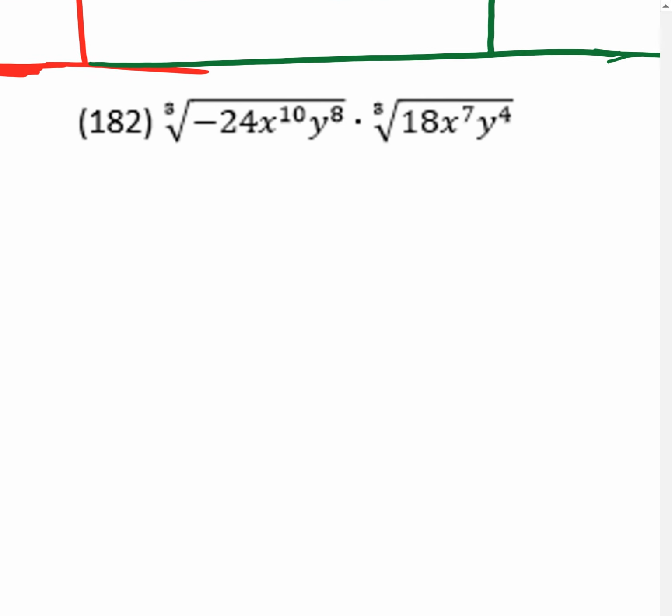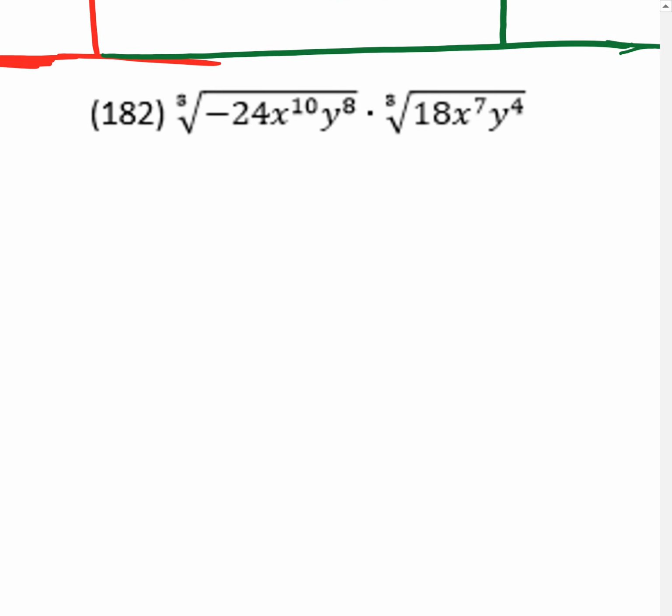Alright, I think the most complicated one now. You've got a cube root of negative 24, x to the 10th, y to the 8th. Man, and 24 is a fairly large number. I think it can be broken down quite a bit. Same thing with 18 over here. Maybe unlike the last one, it might be worth trying to reduce either of these separately and then try to multiply them.